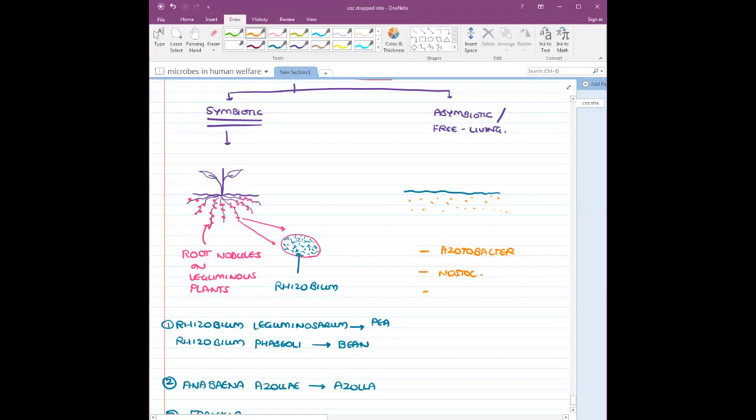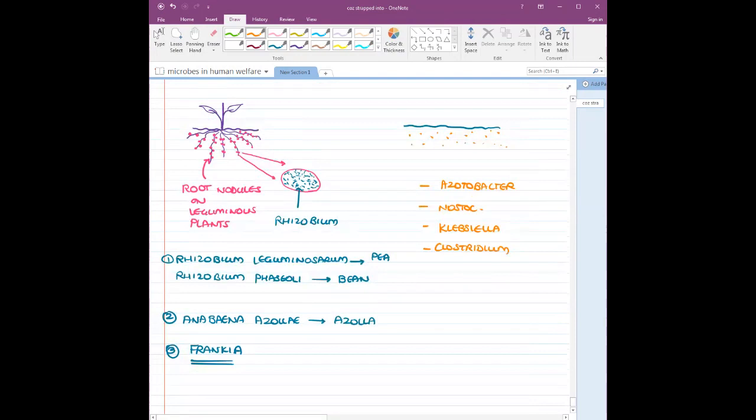Then we are going to have your Klebsiella pneumoniae. Okay, very, very important, guys. These examples are very important. Then we are going to have Clostridium. Guys, do you know any disease caused by this Clostridium? Anybody? Food poisoning. Very nice. Okay, one is food poisoning and the other one is going to be your tetanus.